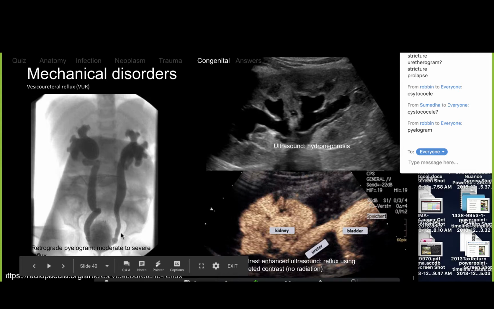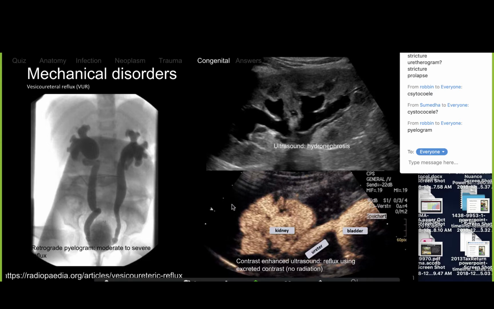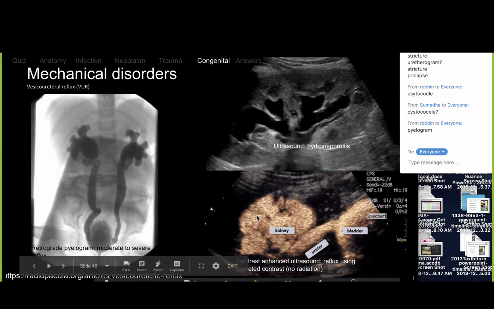So this is how you diagnose reflux, but this is radiation, and children in general are a lot more sensitive to radiation than adults. So pediatric radiologists have started doing contrast-enhanced ultrasound to diagnose reflux. It's an ultrasound, and then they inject IV contrast, Definity. There are different types of ultrasound contrast agents. Remember we said it goes into the cortical system, venous system, and then it comes down the collecting system. Same way, right?